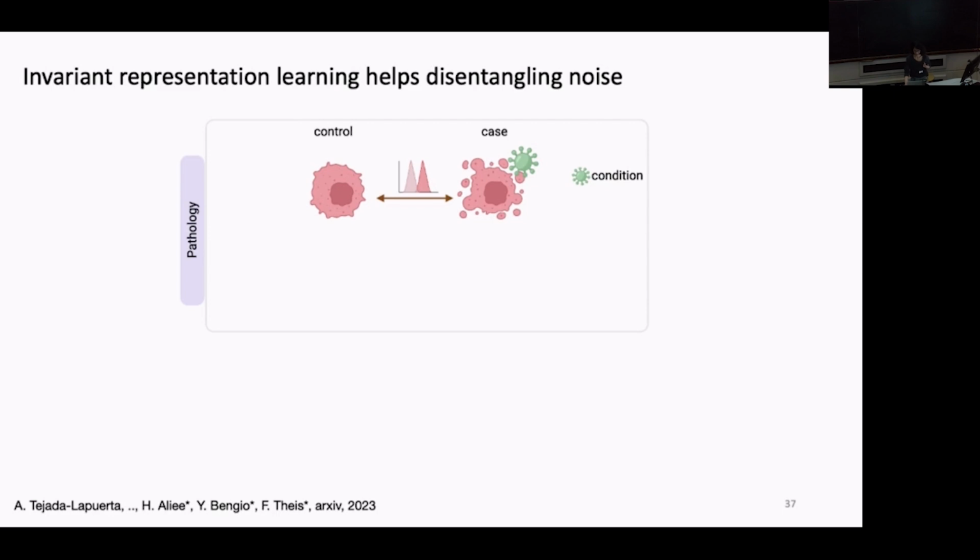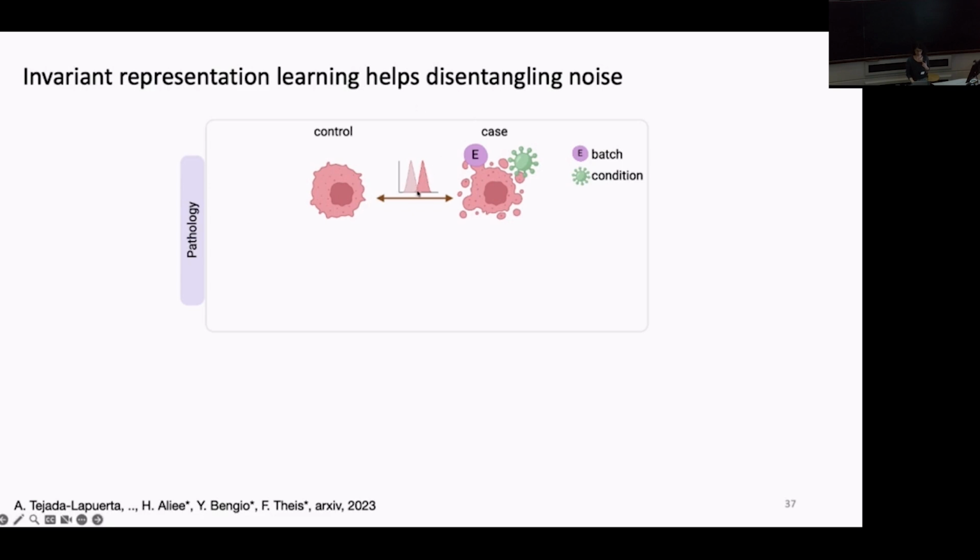So before that, let's see what happens and dissect the problem a bit more. In a pathology, if we have a control and a case, and let's say the case cell has been affected by some condition, a virus, then I clearly observe a shift in the distribution of cells. But if I know that this case was experienced in a different lab compared to my control, now I have two events that are affecting my cells, the condition and the batch.